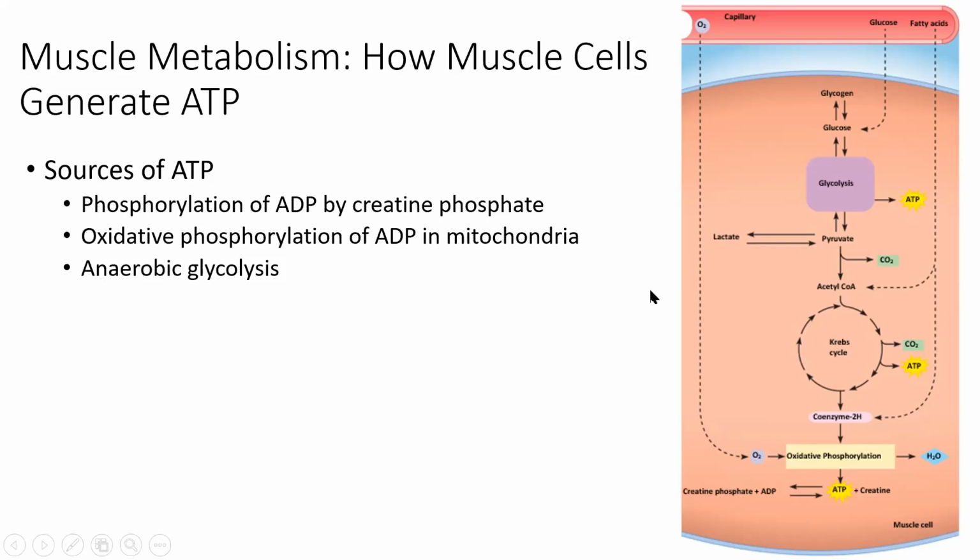So that's the main difference between these two mechanisms. Oxidative phosphorylation is going to require oxygen. It's going to be more efficient, produce more ATP. And then anaerobic glycolysis is going to be anaerobic, so it doesn't need oxygen, but there's going to be a price to pay that I'll talk about when we get to that mechanism.